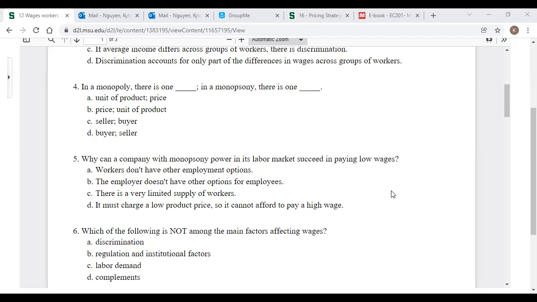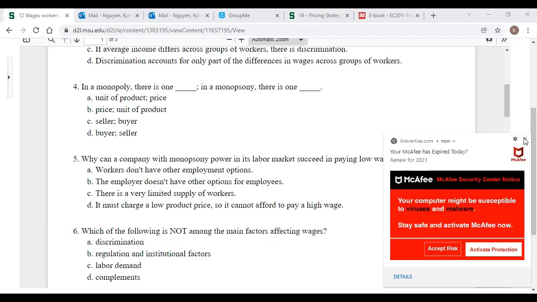B, the employer doesn't have other options for employees. If anything, this would shift supply to the left and cause an increase in wage because there's not that many employees. And paying a low wage would be a great way of pushing them away from you rather than attracting them to work for you. And C is the very same idea. You shouldn't pay a low wage if there's not that many people who can do your job. That's one of the basic things with supply. If supply moves to the left while demand stays center, then price or wage will rise.